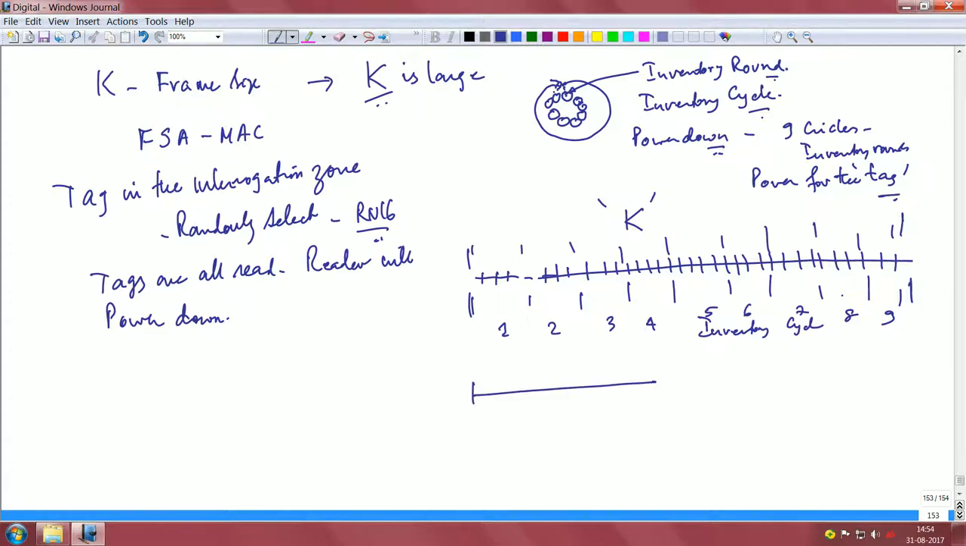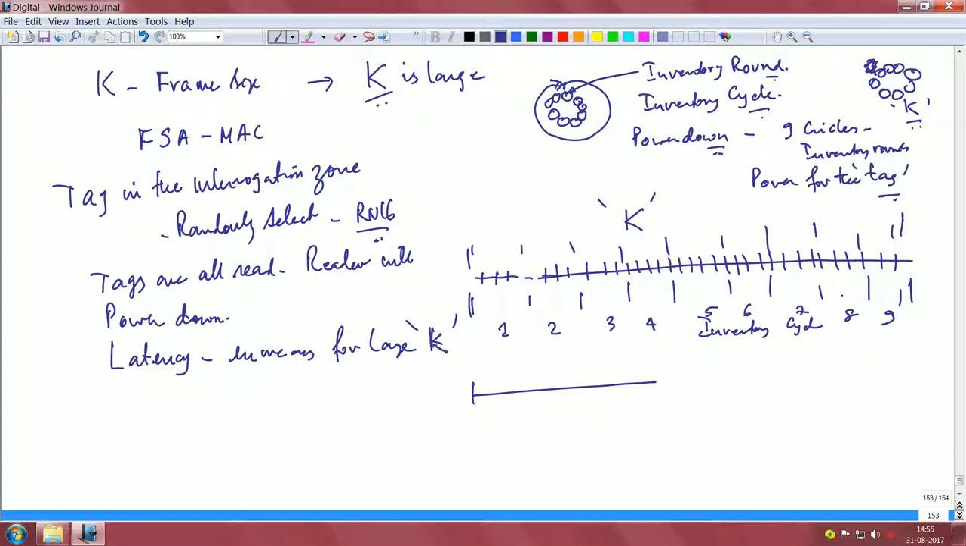Basically, the size of each of these circles can also be made very small, right. You can have very small circles and you can have very large circles. Essentially, in a way, you can imagine that K can be adjusted. The trouble is, if you have a large K, it is good for tags, they will keep finding an opportunity to communicate successfully to the base station. But the latency takes a beating, latency increases for large K.